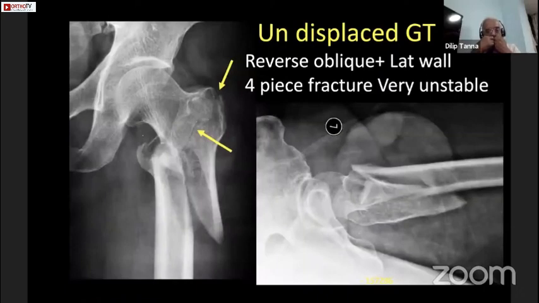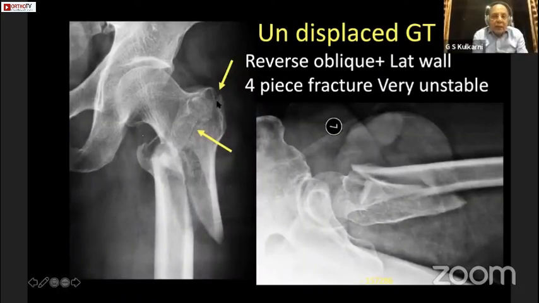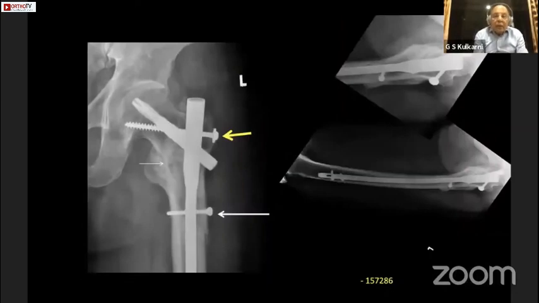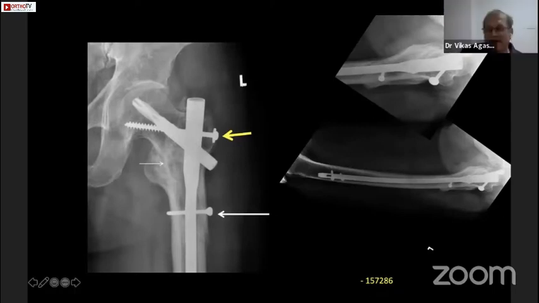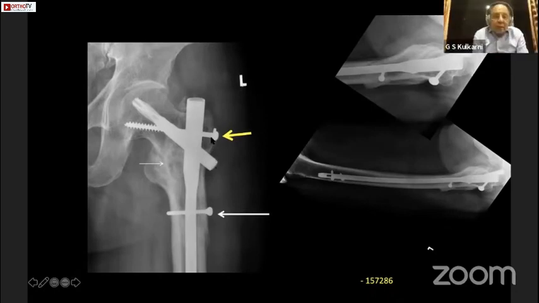You can see this is the undisplaced greater trochanter fracture. You can see the fracture line here, and this is the one. So this was treated with... The debate is not about this, no? No. The debate is yet to start. This is a preamble, I think. The preamble. Okay.